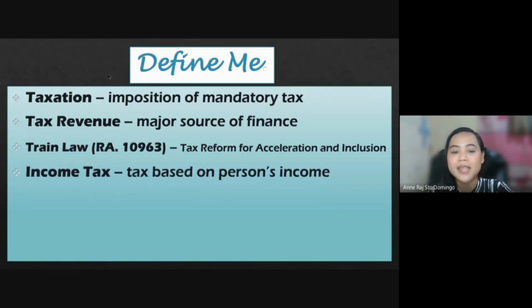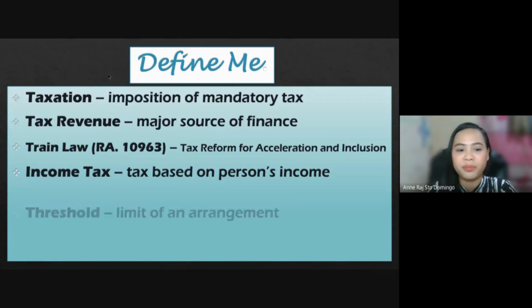Next is the income tax. Tax based on a person's income. So, ito yung sinasabi kong mabibigyan ng exemption. Kasi yung ating personal income, ayun yung tinatawag nating income tax. Doon tayo nakabase kung magkano yung magiging tax natin. So, merong certain computation for that. That will be discussed further in our next topic.